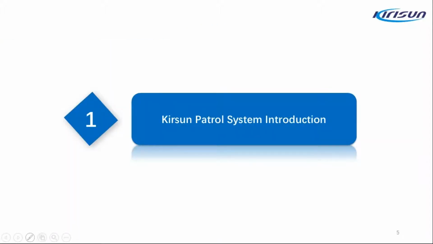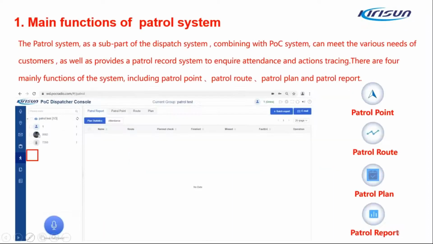Now, let's go to part 1. First of all, I would like to share what we can do on Kirisun Patrol System. As a subpart of the dispatch system, combining with POC system can meet the various needs of users, as well as provide a patrol record system to inquire attendance and actions chasing. There are 4 main functions of the system, including patrol point, patrol route, patrol plan, and patrol report.